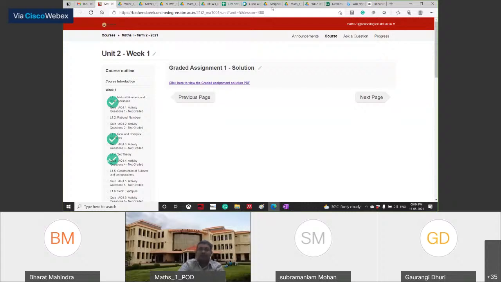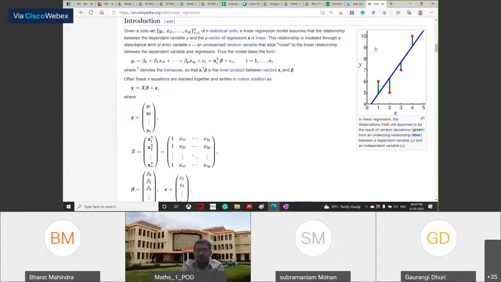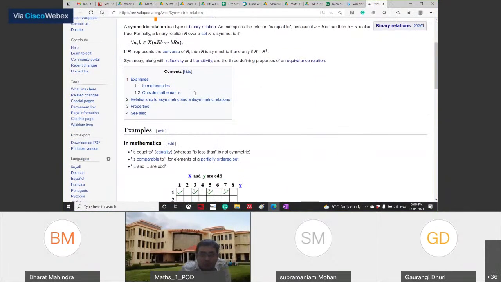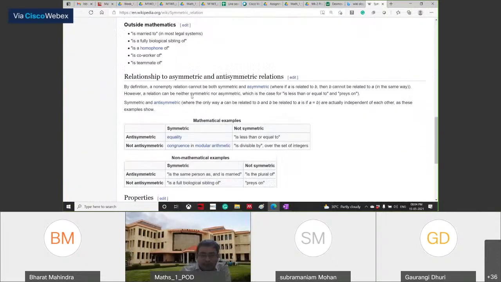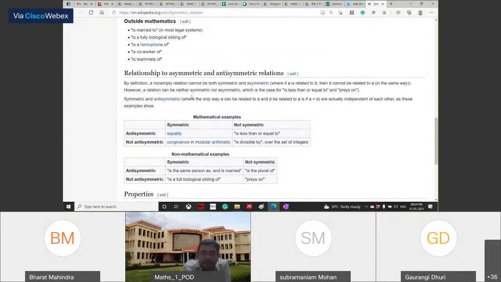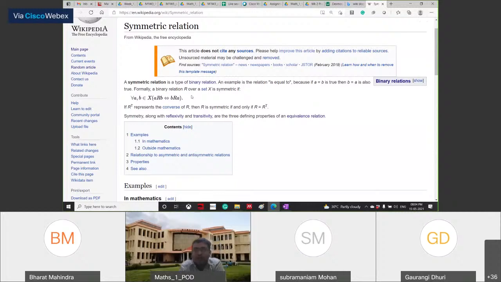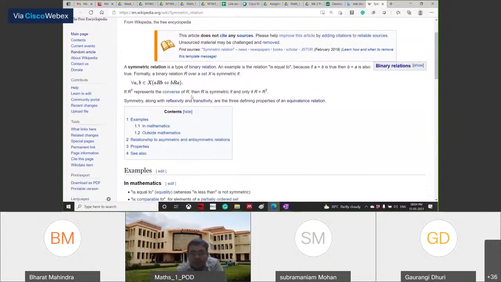Basically, antisymmetric means it is the opposite of symmetric. I'll just show you. Just a minute. Symmetric relation we know, right? Can you see my screen? Yes, sir.